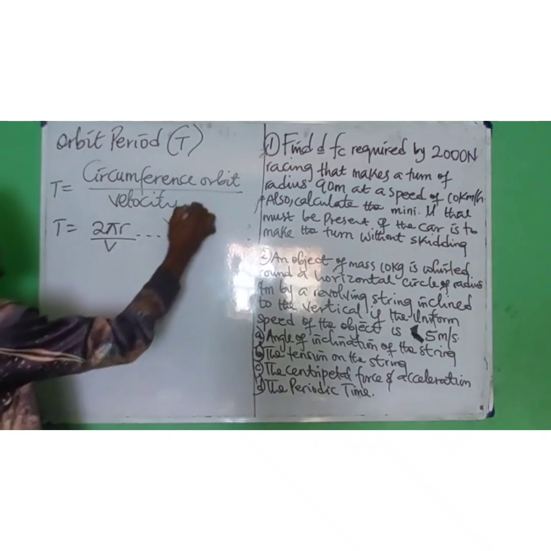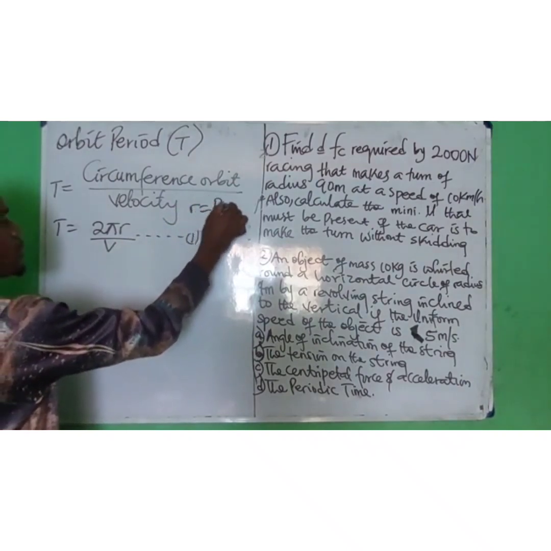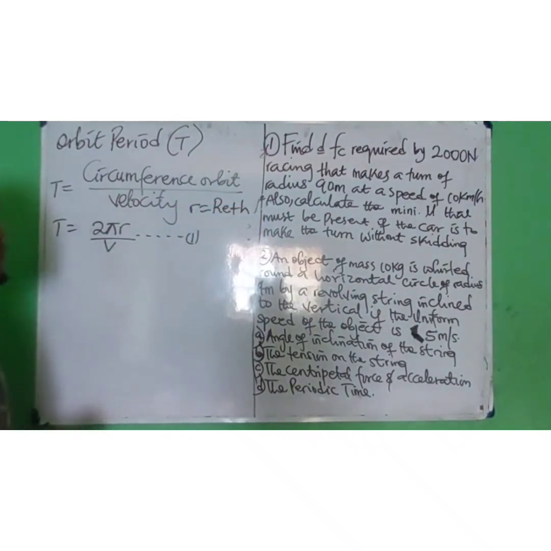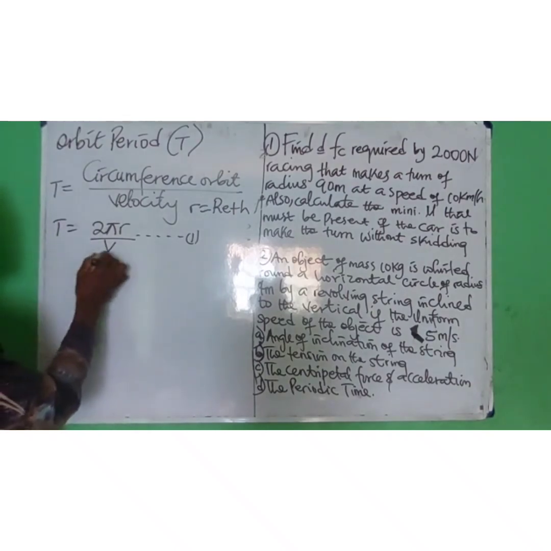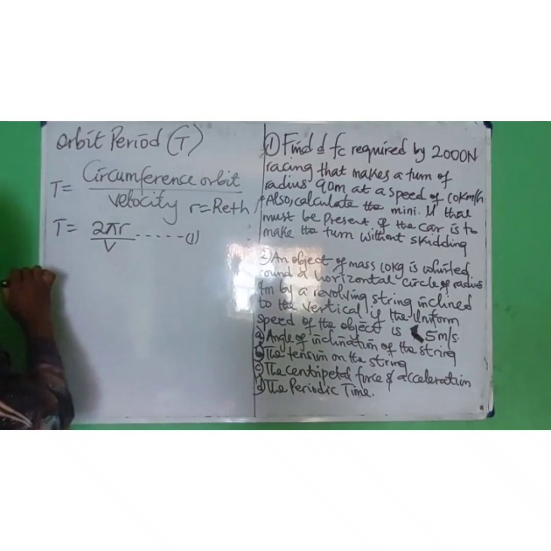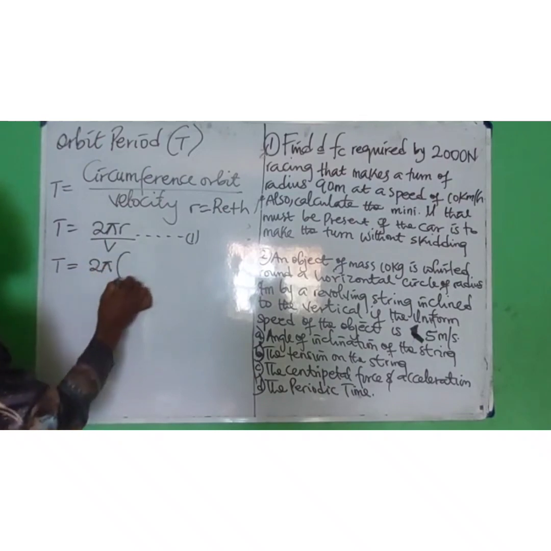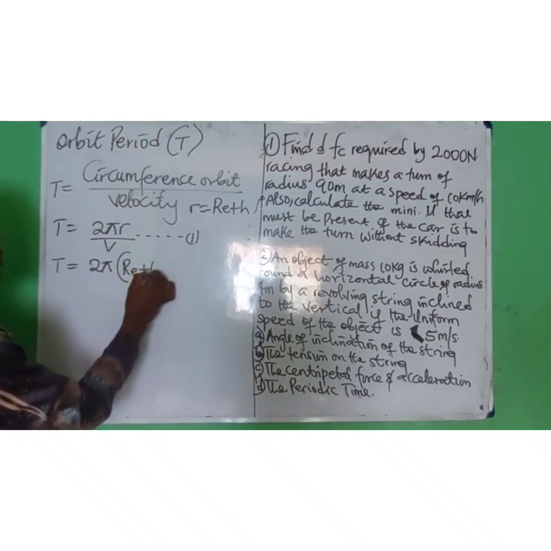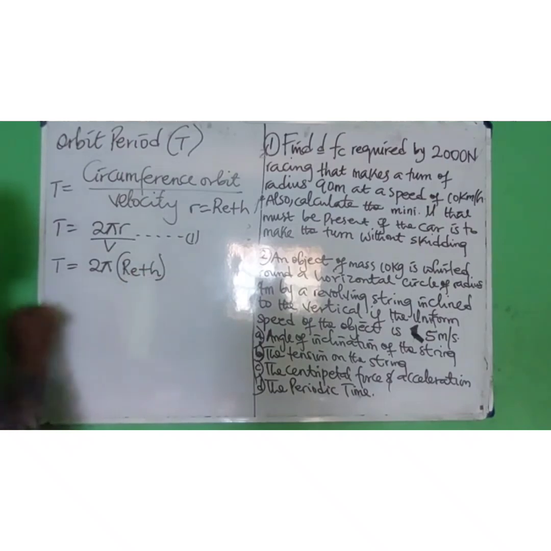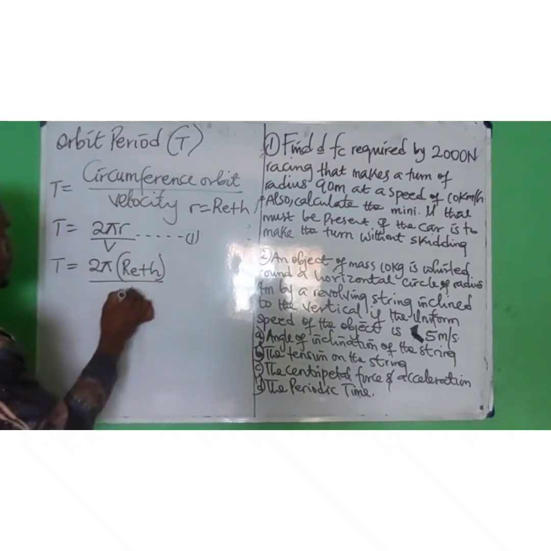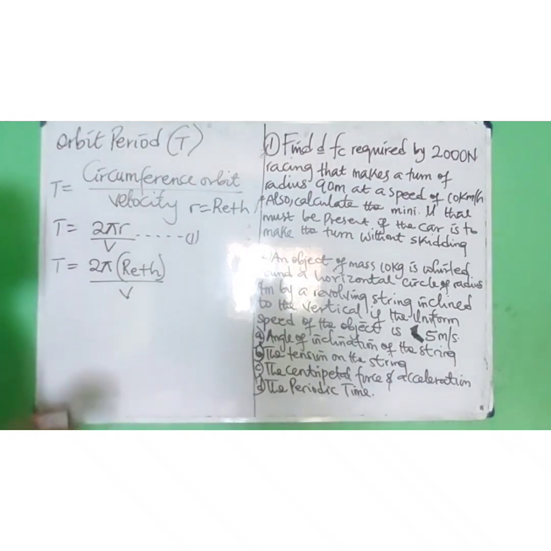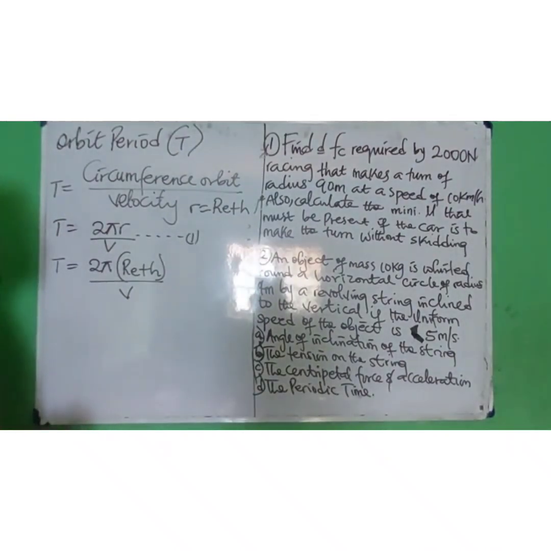But I told you that r is equal to Re plus h. It therefore means that T is equal to 2 pi, open brackets, Re plus h, then over v. Hope you understand what I'm doing right now.